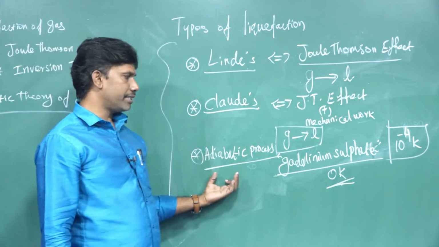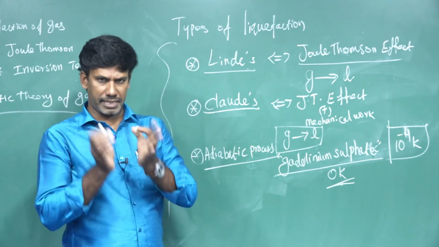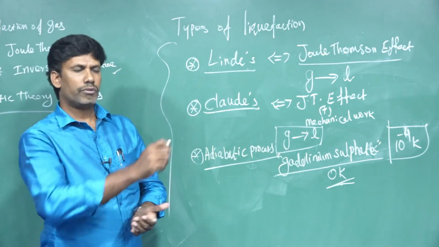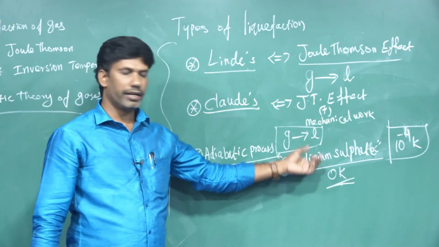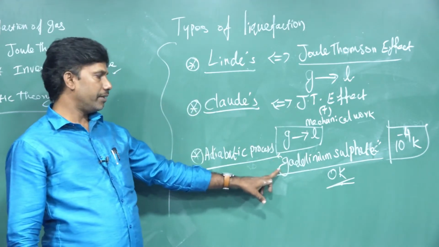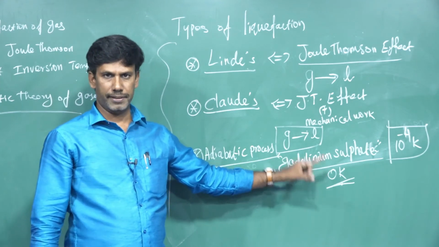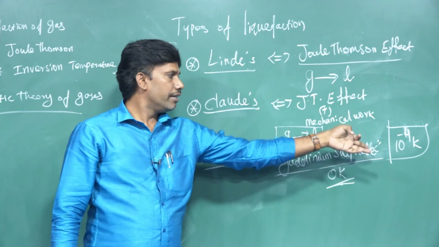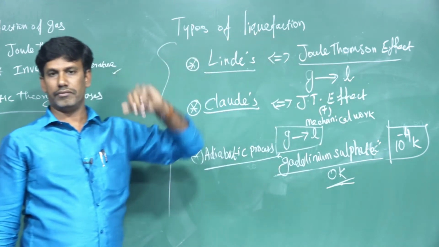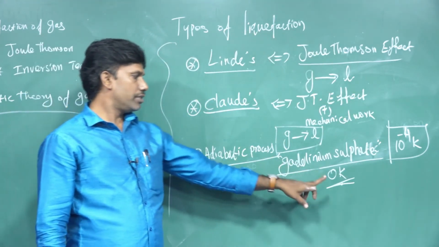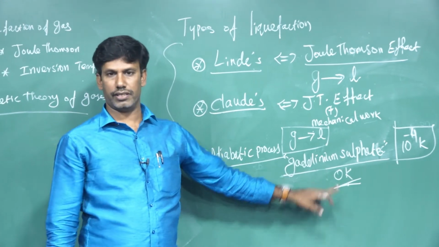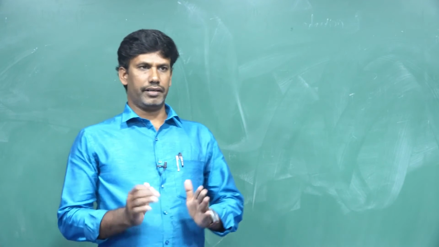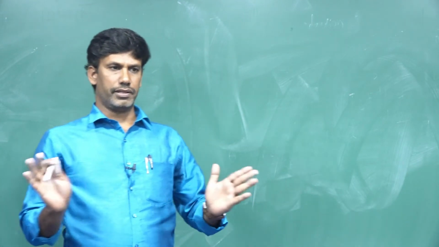The final method is the adiabatic process. In the adiabatic process, the magnetic property of the substance is removed from the substance. By doing so, we get the cooling effect. For example, with gadolinium sulfate, the magnetic property is removed, then we can reach up to 10⁻⁴ Kelvin. So 0 Kelvin is reached very easily. That's all about the types of liquefaction. So far in our State Board syllabus, the lesson is completed.